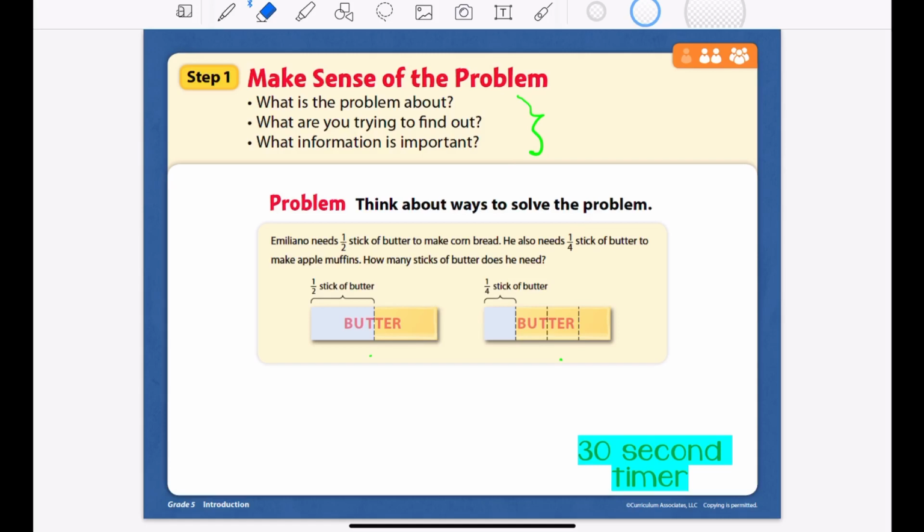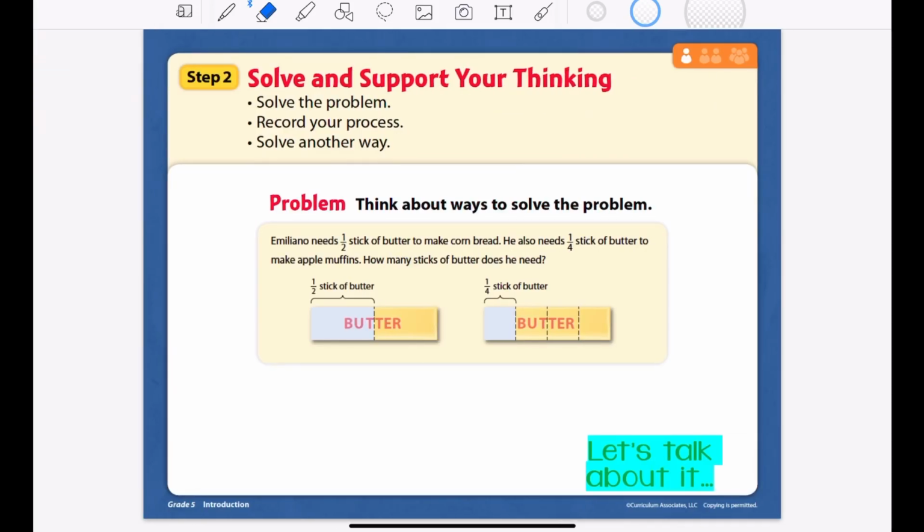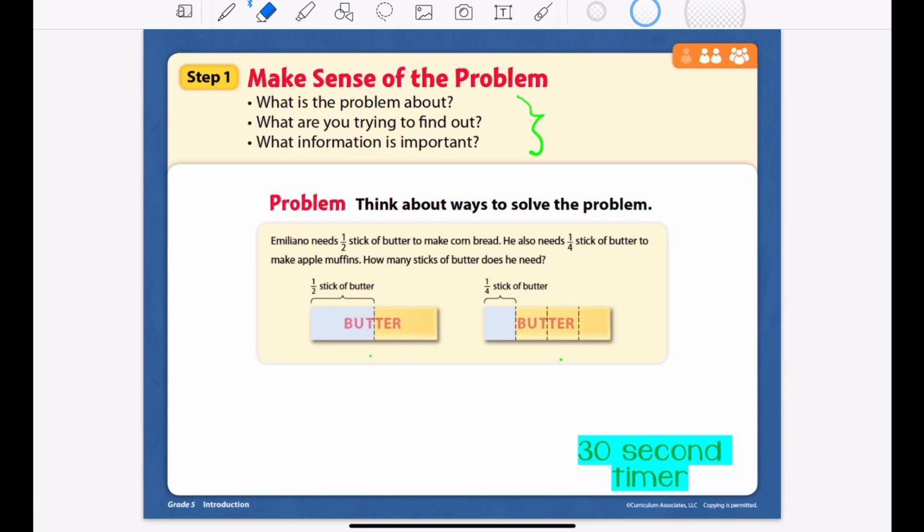All right, so let's go ahead and take a look at it together. Let's actually go back so we can look at these questions together. So what is the problem about? We clearly see that somebody needs some butter to bake with, right? Emiliano does. And we're going to need to add these two pieces of butter together to know how much of a stick of butter we need. That's what we're trying to find out. How much butter do we need in all of the recipes?